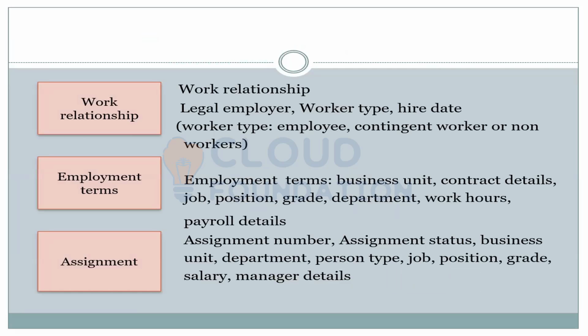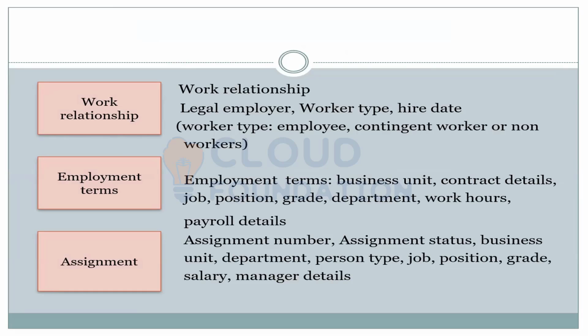Work relationship. Now, what is work relationship? I'll tell you what is work relationship. Work relationship is the relationship between the employer and the employee. And work relationship is legal employer, worker data, hire data, worker type: employee, contingent worker, non-workers. And what are the worker types? It is employee, contingent workers, or non-workers. Non-workers, okay.